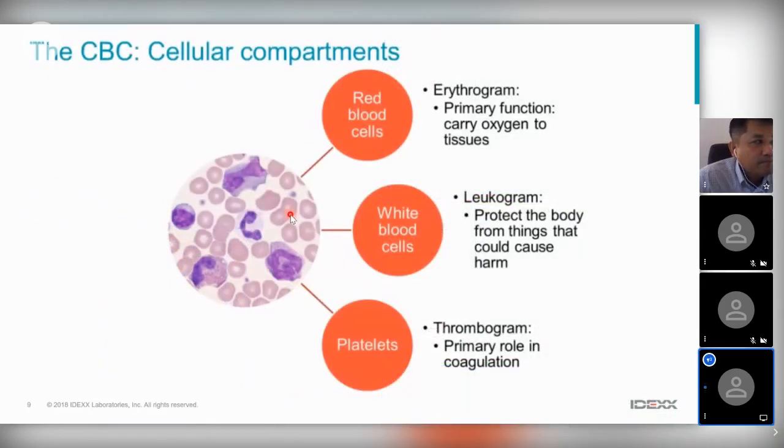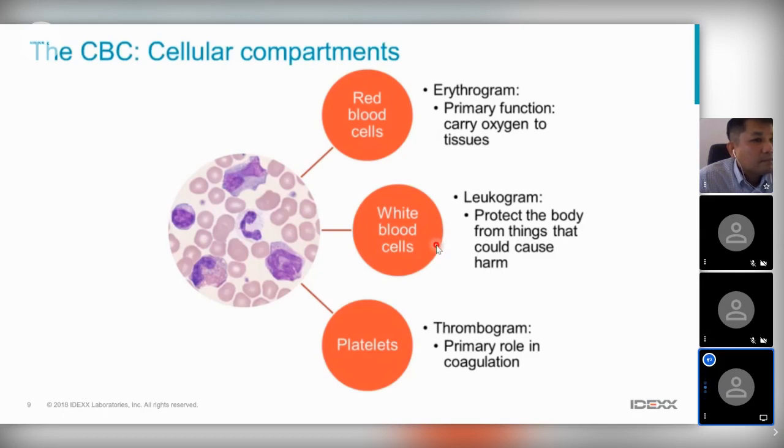And let's have a closer look at the cellular components of the CBC as well. So in the microscopic film, in the CBC, we have three components as described in the previous slide. The first one is the erythrogram. So the main function of erythrogram is to carry oxygen to the tissues and carry back the carbon dioxide to the lungs for the oxygenation of the blood. This important feature of RBCs make all the cells live, because oxygen is necessary for them to live.